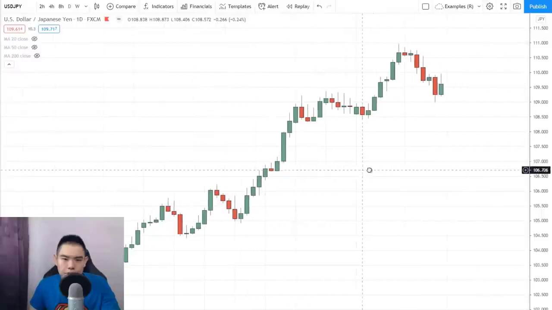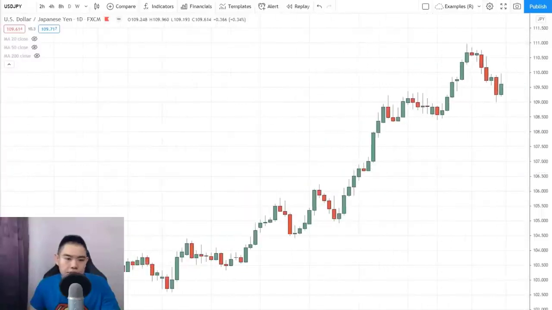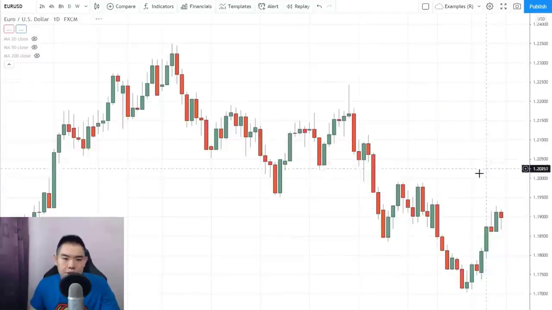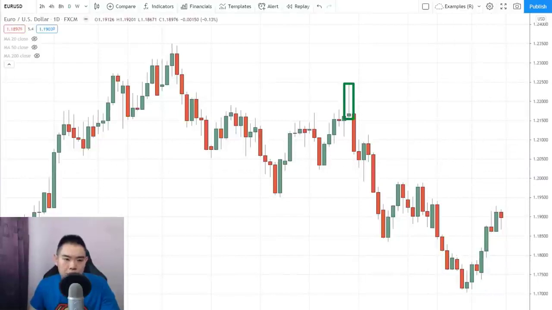Let's have a look at, how about, the dollar against the Japanese yen. So you can see over here, this one looks something like in between a shooting star and a bearish engulfing pattern. Then we have this one as well, more of a shooting star. If you look at another example like euro against the USD, you can see over here, this is similar to a shooting star, but the difference is the body of the candle is green.